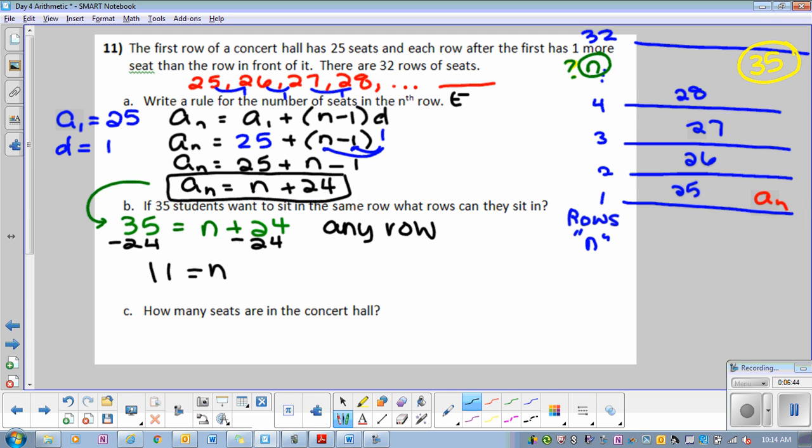So you can sit in any row from 11 to what, Ethan? 32. To 32. Okay. Shoot. First period, I only said row 11. First period, I hope you're listening to this. Any row from 11 to 32.